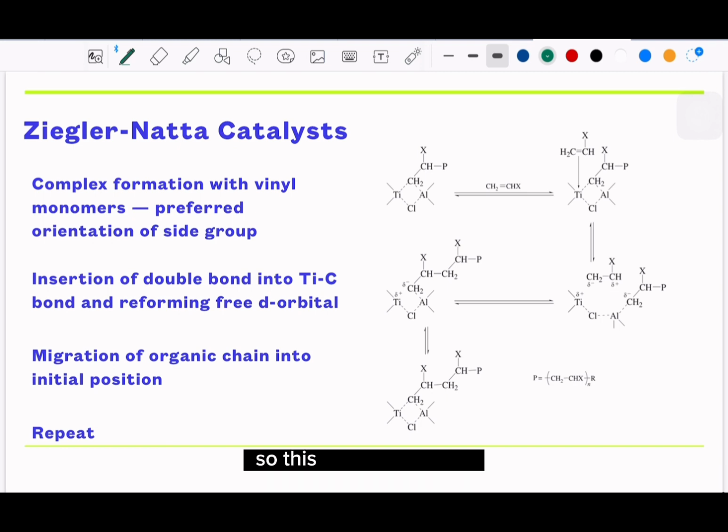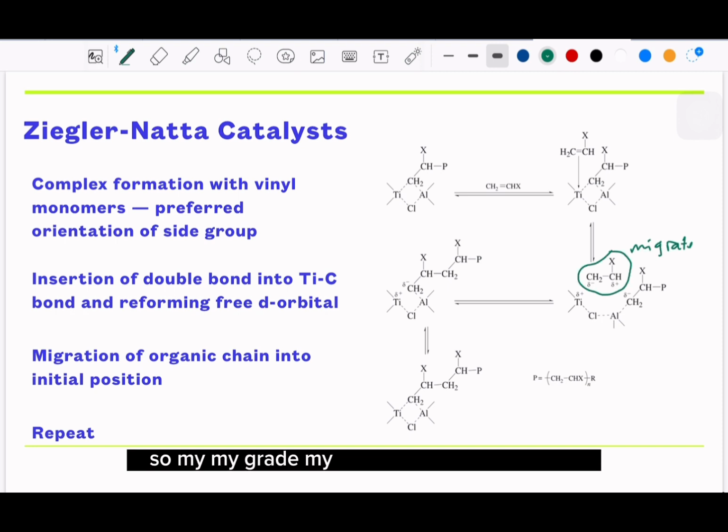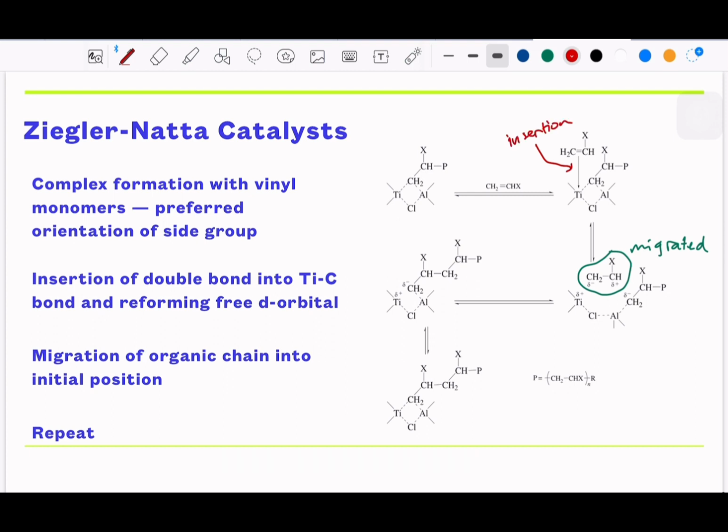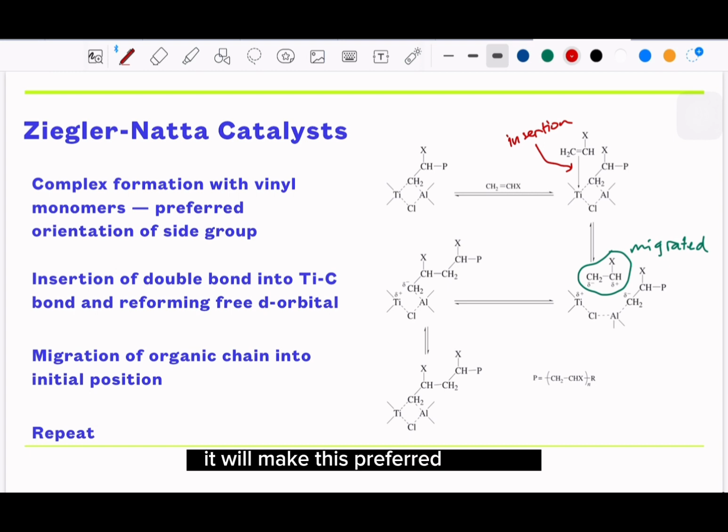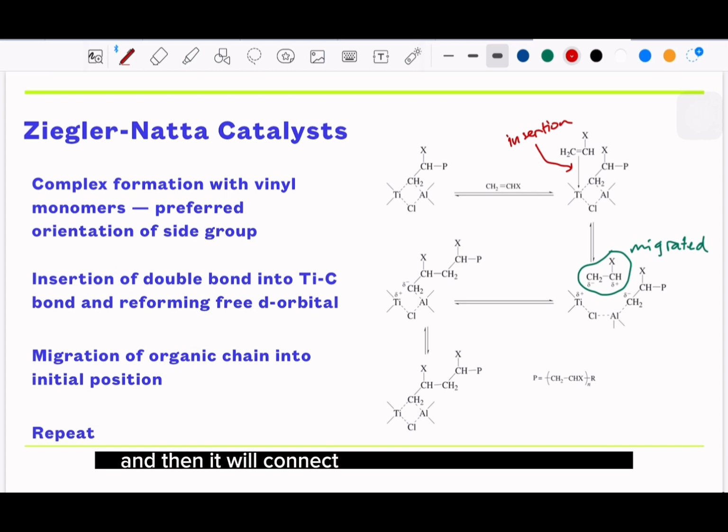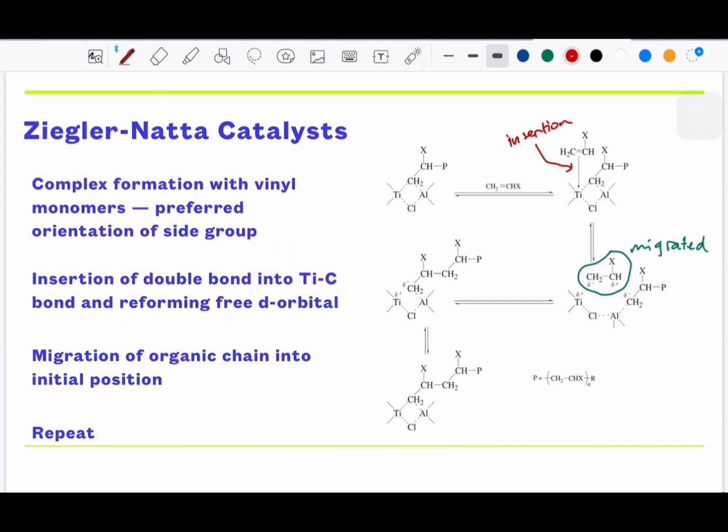And then migration. So this will be migrated. Okay. This is insertion, or maybe using a red color. So this will be insertion. It will migrate to the initial positions, and then you see that it will make this preferred side chain, and then it will connect this carbon to the titanium, and you see that it can be this side chain that we would prefer.